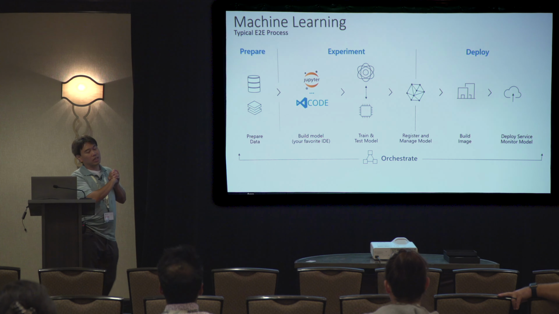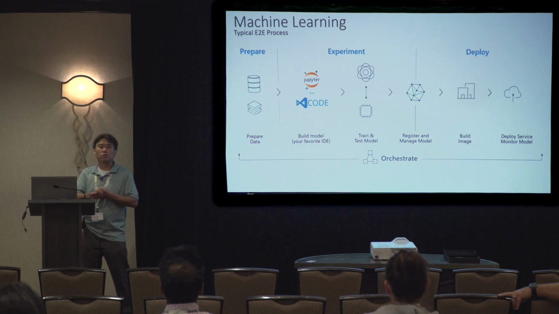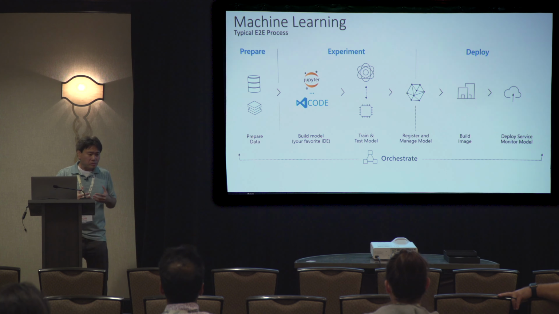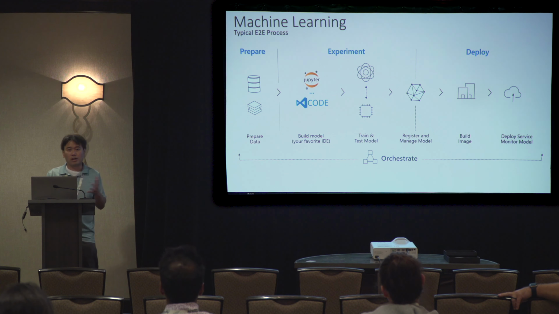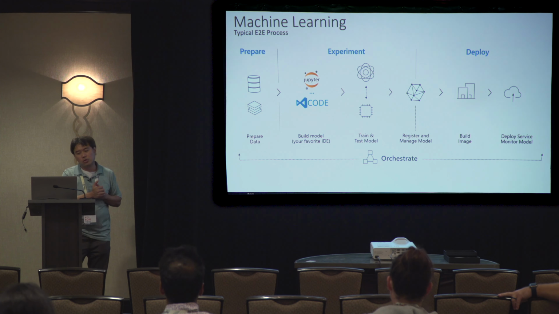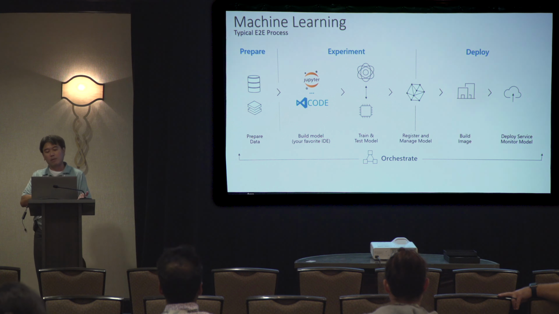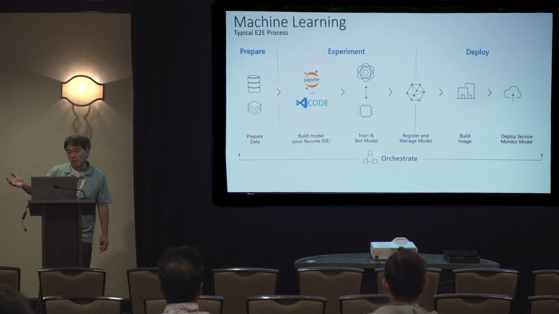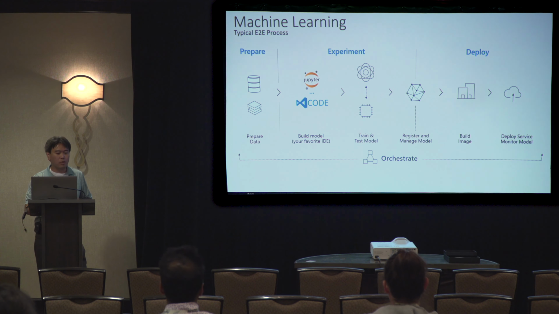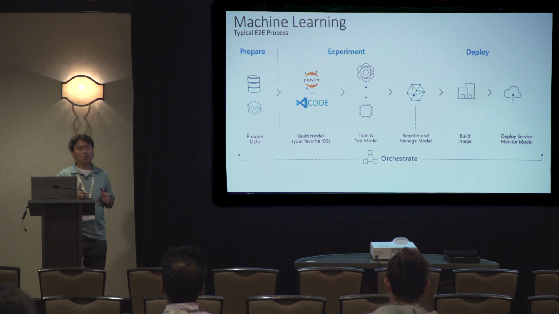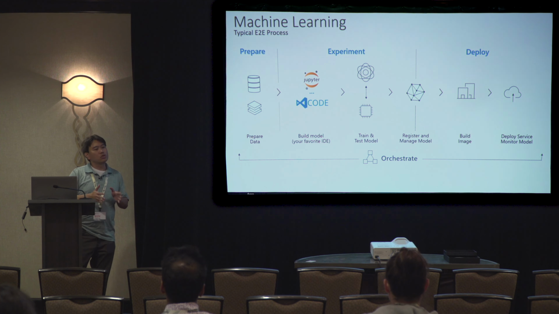So typically, here's an end-to-end process of how you do machine learning, where you have a Jupyter notebook. A lot of data scientists may use that, or maybe you're using Visual Studio Code. You train it locally on your machine, or you train it in the cloud. You create a model, and then based on that model, we do the deployment side, where maybe you're building an image, putting it in Kubernetes, deploying it and monitoring that service. The critical part here is the place where you register and manage the model.